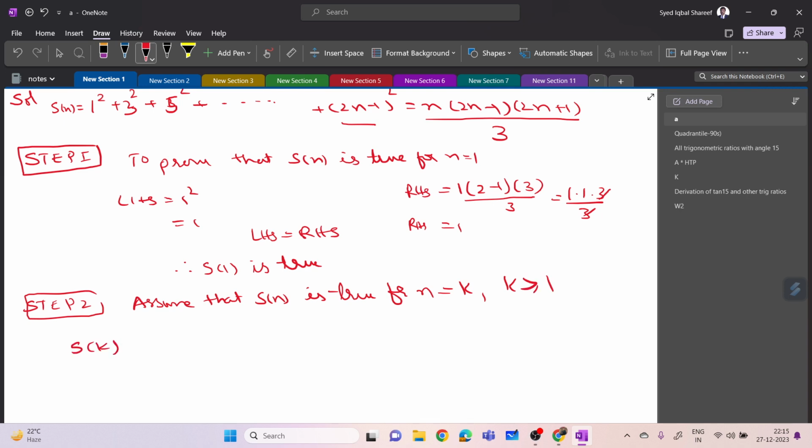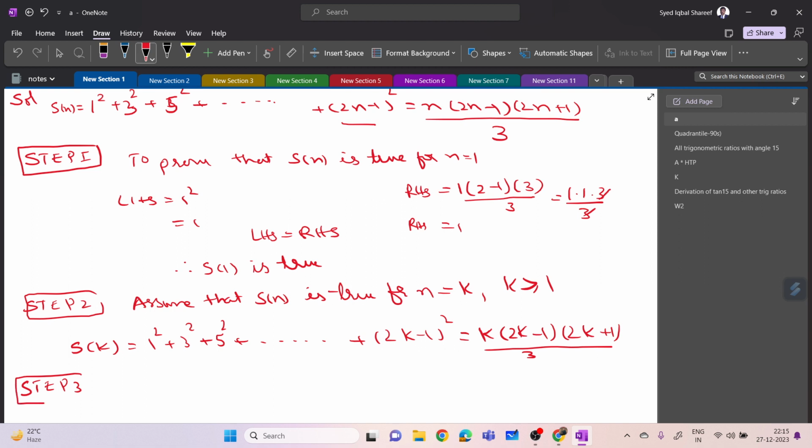So that means S of k equals 1 square plus 3 square plus 5 square, and so on up to 2k minus 1 whole square, equal to k into 2k minus 1, 2k plus 1 by 3. This is step 2. Step 2 is just we are assuming. Step 3 we are proving. What we are doing to prove that S of n is true for n equal to k plus 1. That we have to prove.